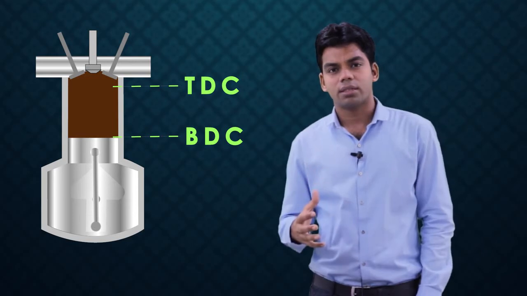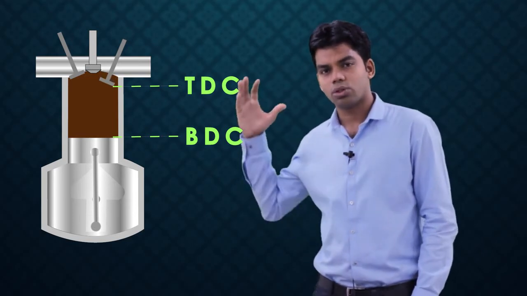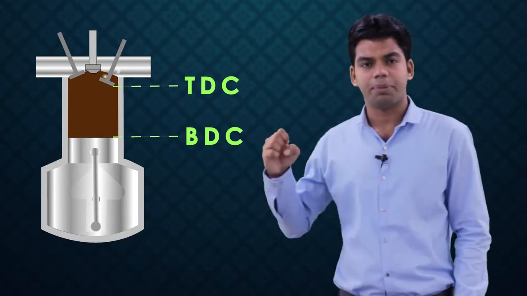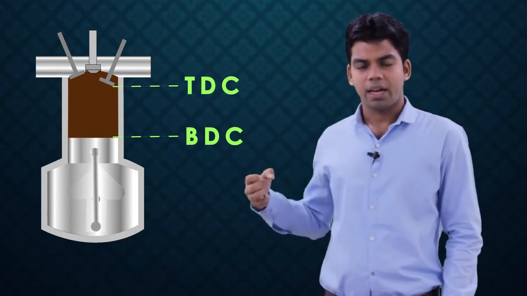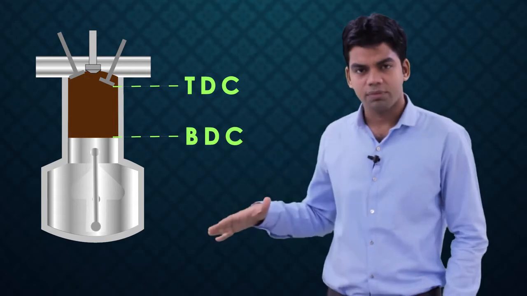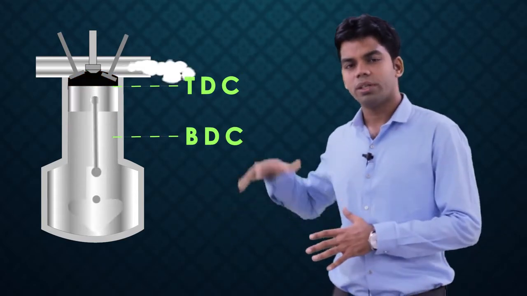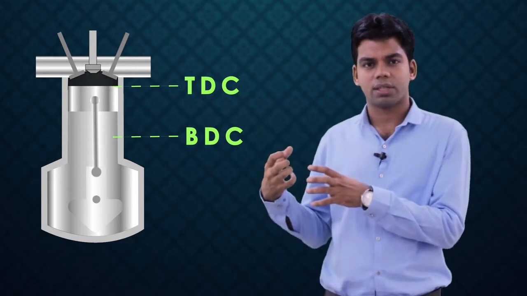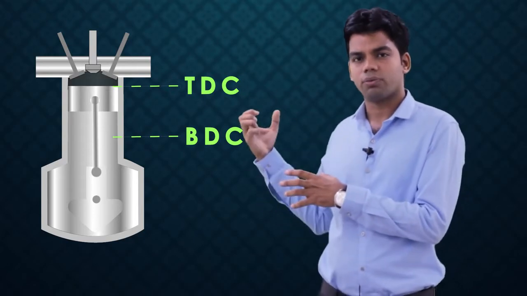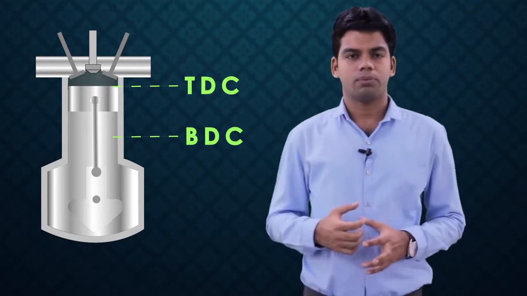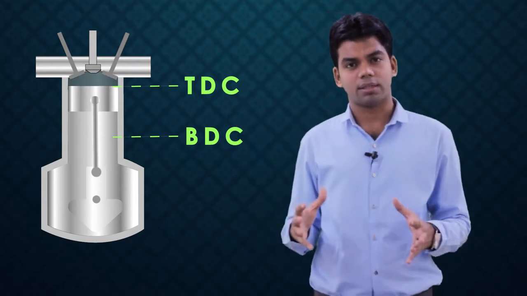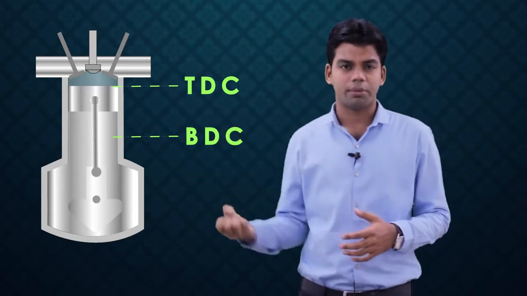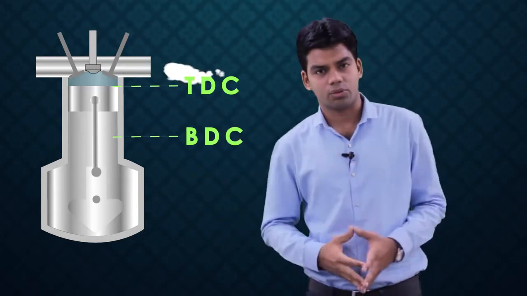Now at the end of this power stroke, the exhaust valve will open and the heat inside the cylinder will be rejected. After that, the piston will move from BDC to TDC, and all the exhaust gases inside will get out from the exhaust valve. So this is the whole functioning of this cycle. Then the inlet valve again opens, the fuel air mixture again gets in, and this cycle continues.